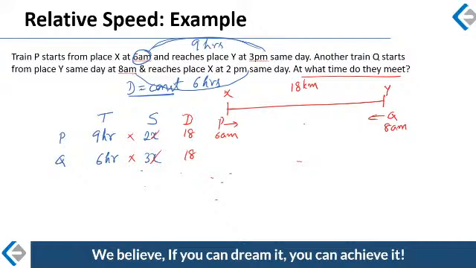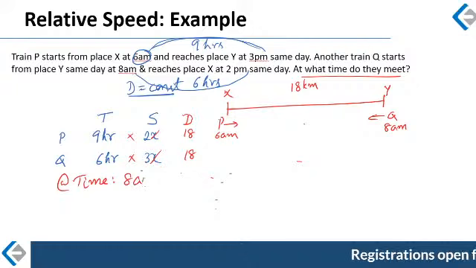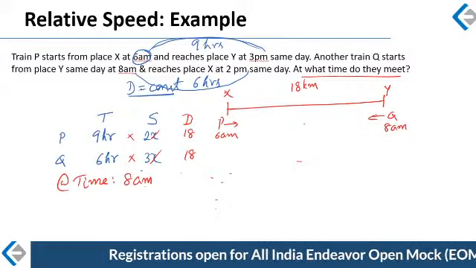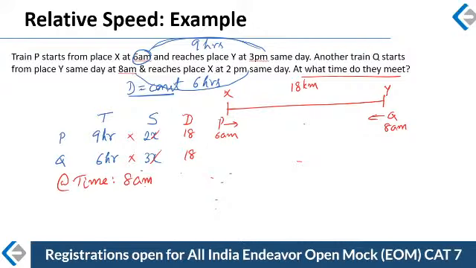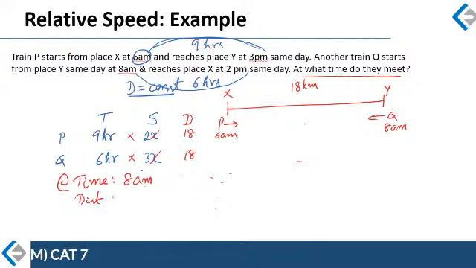Therefore, at what time does the relative speed come into the picture? At 8 a.m., not at 6 a.m., because from 6 a.m. to 8 a.m. only one vehicle is moving. Therefore, the relative speed comes into the picture at 8 a.m. only. Perfect. Now, what is the relative distance? The distance to be covered under relative speed, that I need to find out.